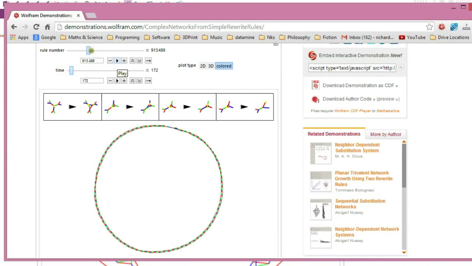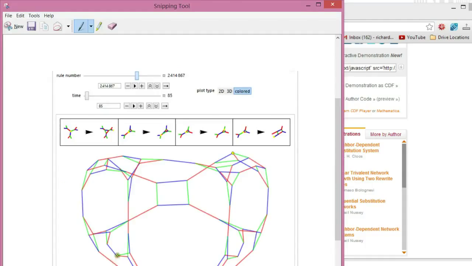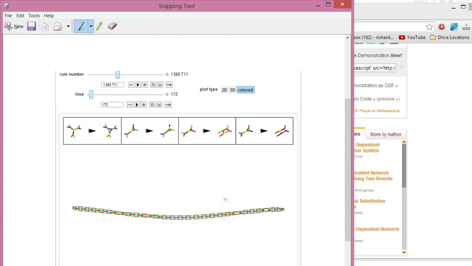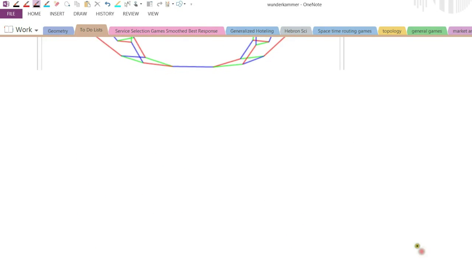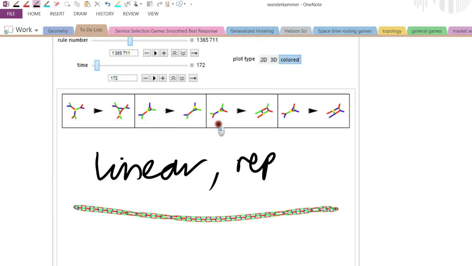Okay, another circular one. Right, so that's number 3. I'll just skip that because it's similar to something we've already seen. Number 4, linear. Okay, something new. Let's take a picture of it. So it's linear, kind of repeating pattern.